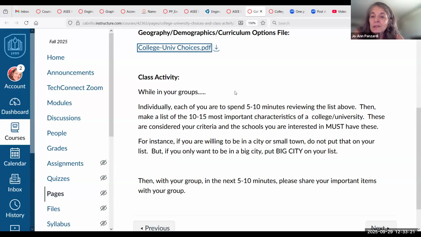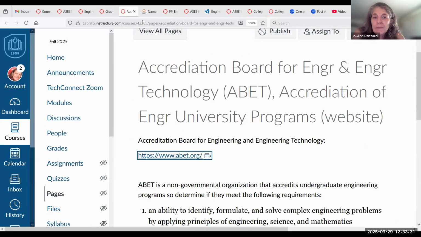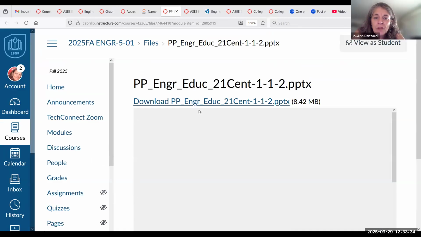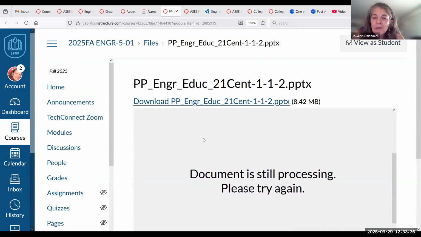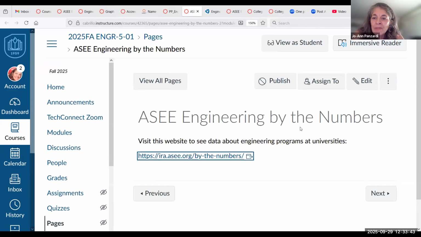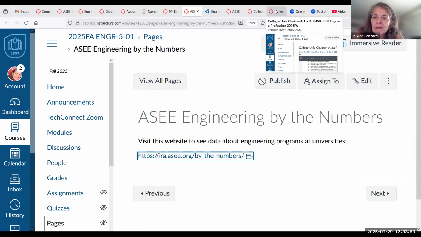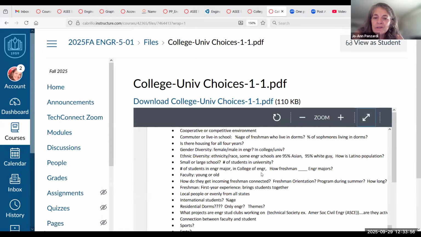Okay. So in the homework assignment for the engineering education, you're going to be listing these 10 to 15. I think I asked you for 15 things in the homework assignment. So you could look back at the accreditation. That might be something important to you. You might look back at the PowerPoint slides that I showed about service learning and things that were important. You could also look at things in engineers by the numbers. What data is there that's going to tell you what's important for you? And then you're going to look at these characteristics.